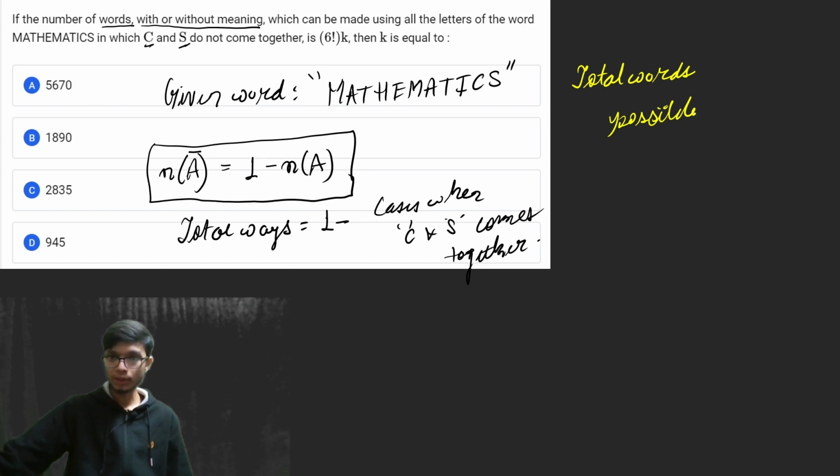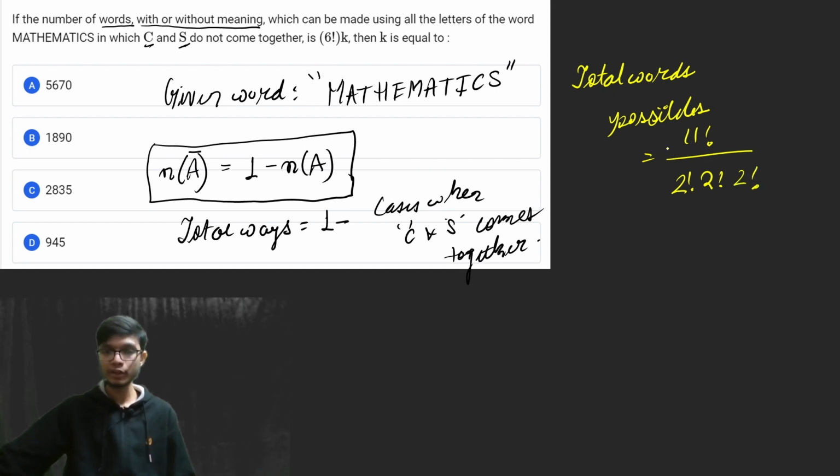Okay, so total number of words which are possible. If you look at this word mathematics, there are actually 11 letters, and out of these 11 letters, there are 2 letters, that is A, of same kind. Similarly, M is 2 times present, and similarly T is also 2 times present. So that is divided by 2 factorial, divided by 2 factorial, divided by 2 factorial, because there are 3 letters which are present 2 times. That is M, A, and T.